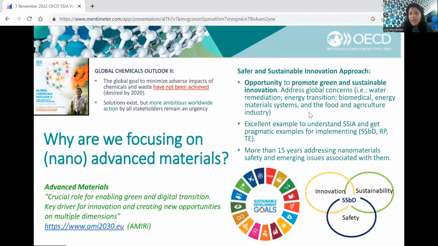So really what we're trying to aim with the safer and sustainable innovation approach is an opportunity to promote green and sustainable innovation, so that we can address global concerns such as water remediation, energy transition, biomedical challenges, energy material systems, and the food and agriculture industry, but we do them in a greener and safer way. And this is an excellent example to understand SIA and get pragmatic examples for implementing them in practice. And for those of you who know, the WPMN has 15 years of experience in addressing nanomaterial safety and emerging issues associated with them. And we pride ourselves that we really want to move towards the integration of innovation with safety and sustainability. Next slide.